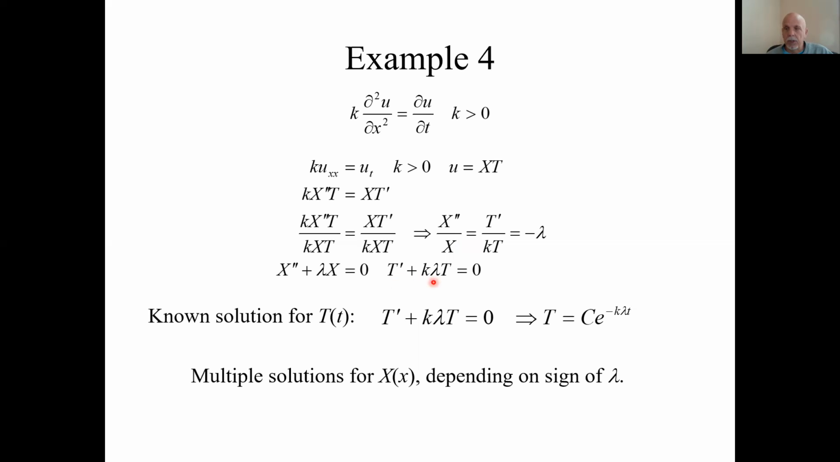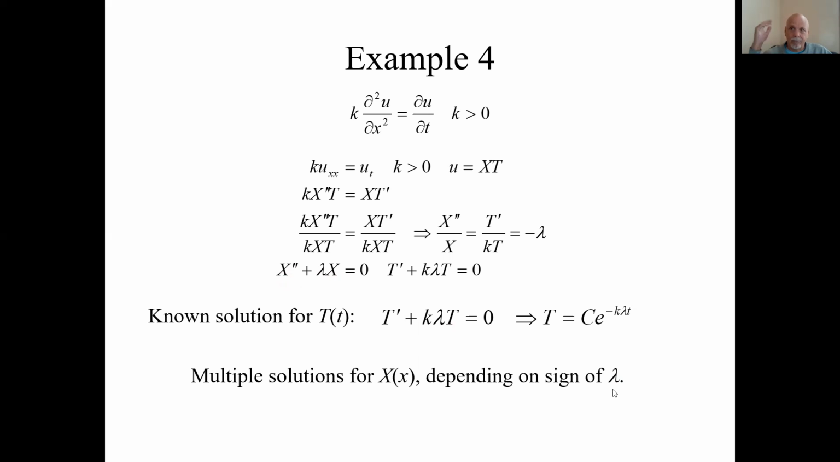This T equation is the first order equation that showed up, I believe, in all three previous examples, or at least two of them. So the T solution is this: some arbitrary constant times e to the minus k lambda little t. This X guy is the second order ordinary differential equation. And its solution is going to depend on lambda.